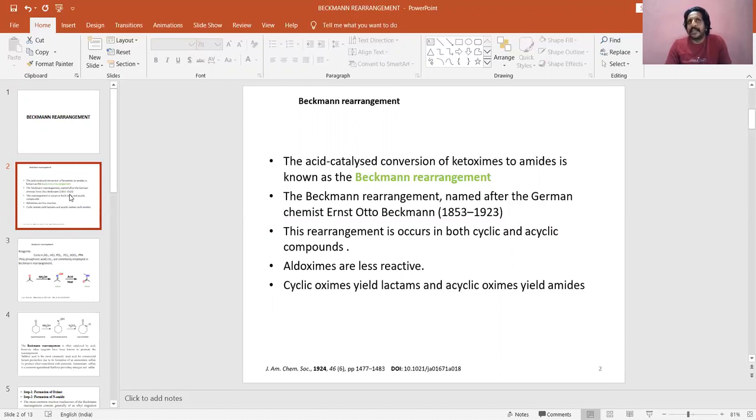So Beckmann rearrangement involves the conversion of ketones to corresponding amides, and it involves the rearrangement of an alkyl or aryl group to electron deficient nitrogen. Aldehydes are less reactive to this reaction, and this reaction is shown by both cyclic ketones and acyclic ketones. Now let us see the reaction.